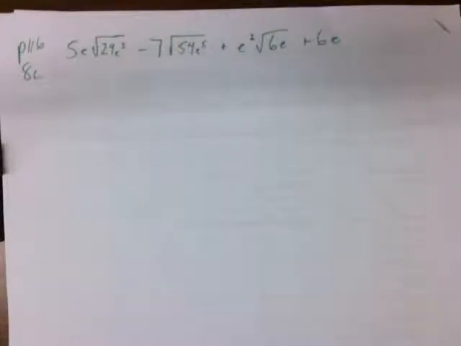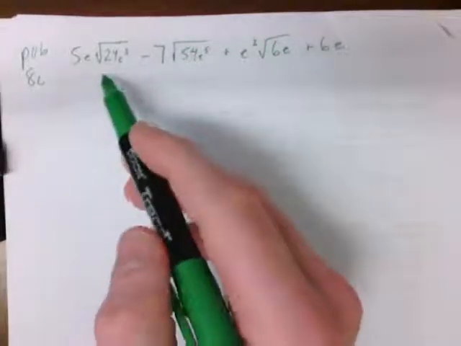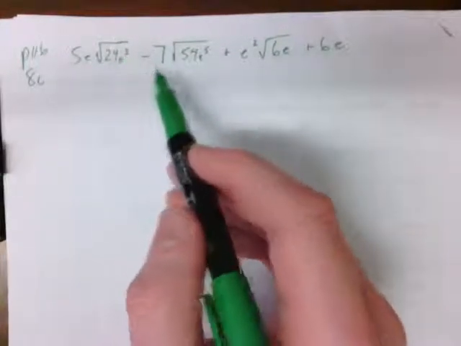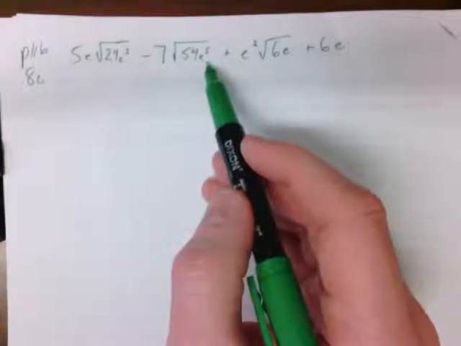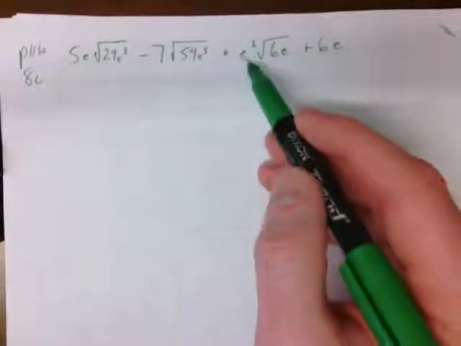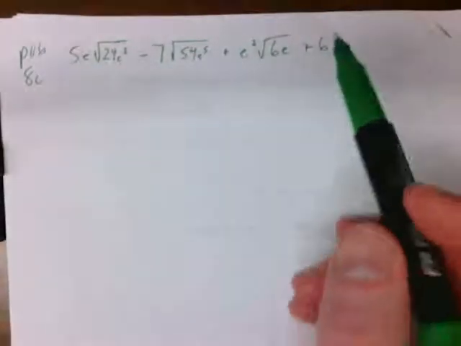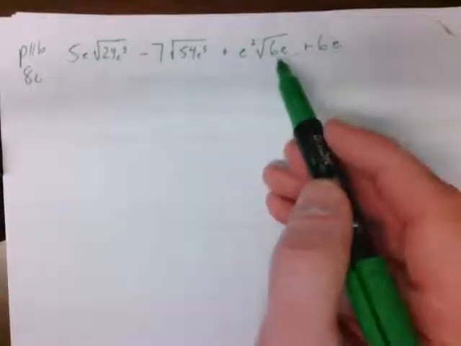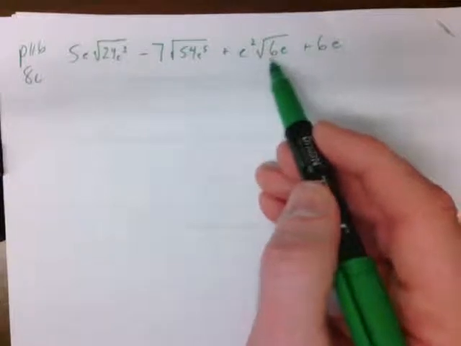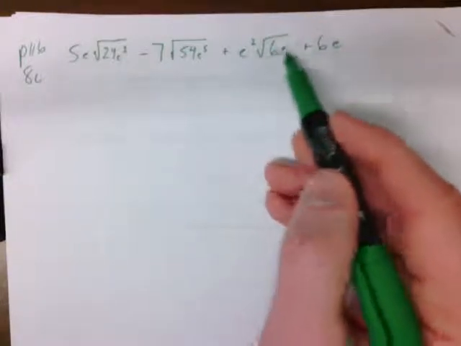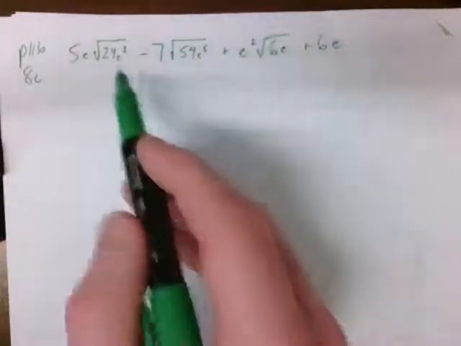All right, starting with 8C, page 116. Question says to simplify. So we've got this situation here: 5e times the root of 24e cubed, minus 7 times the root of 54e to the 5, plus e squared times the root of 6e. So we're going to have to do lots of simplifying. This 6e, 6 is just 2 times 3, so this is not going to change at all. This one's not going to change at all.